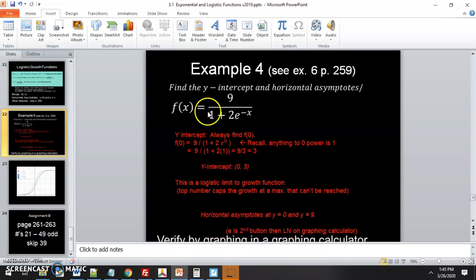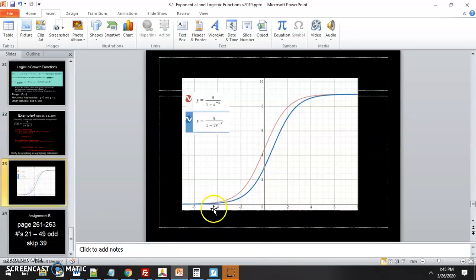Real quick, you can graph logistic growth functions in your calculator. You have to use the e button, which is the second natural log, as I already said. This is what they would kind of look like. And you see how it's capped at 9 and it goes down to 0. It doesn't actually get to 9, and it doesn't actually get to 0.